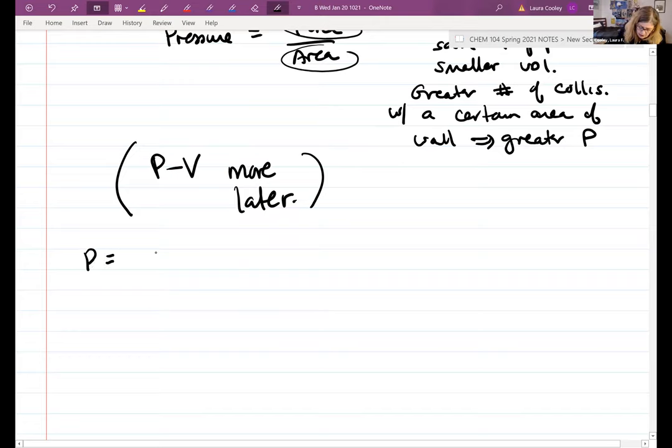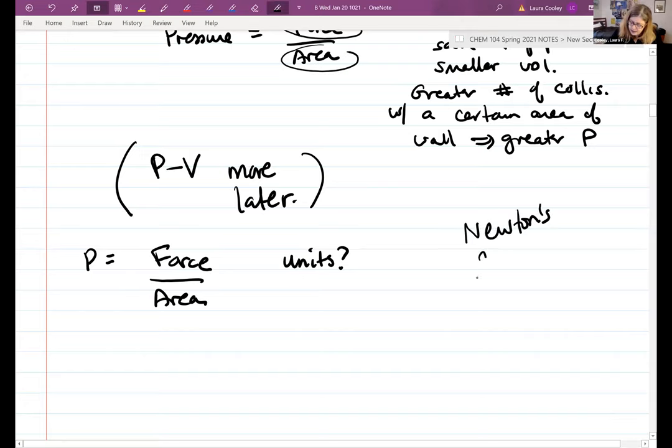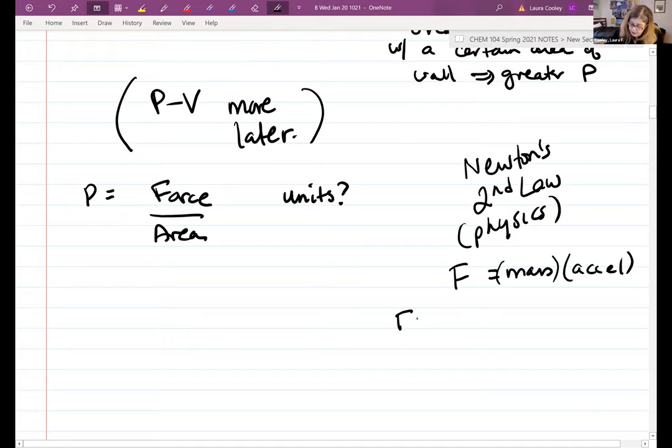So pressure, like I said, is force per unit area. All right, so what units would this have? Seems like they're gonna be a bit complicated, okay? So, anybody know what a force is? What's Newton's second law from physics? F equals? Mass times acceleration. That's right, it's equal to mass times acceleration. F equals ma.